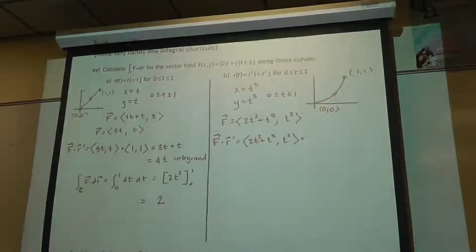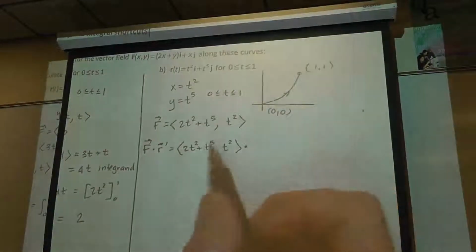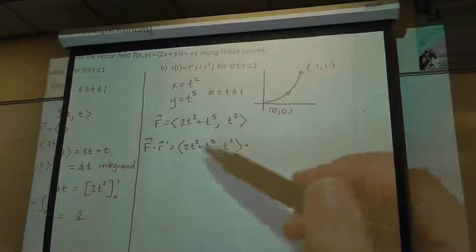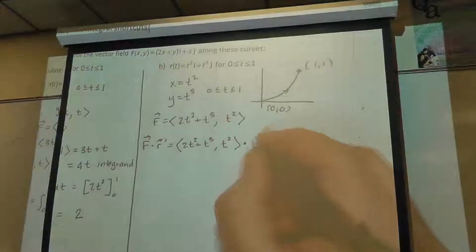Okay. So sorry if my writing is kind of tiny. Let me zoom in so y'all can see what I'm writing. So there's my f. I'm dotting it with, again, that's not r, that's r prime. So take that mental derivative as you copy this other vector down.